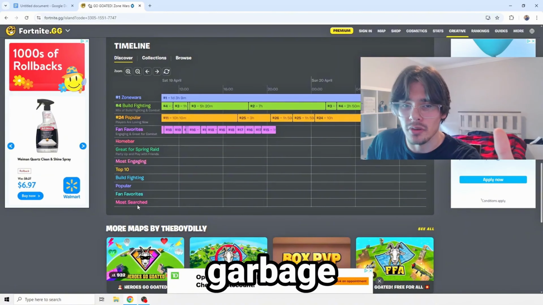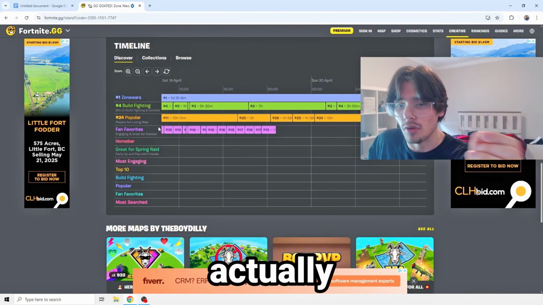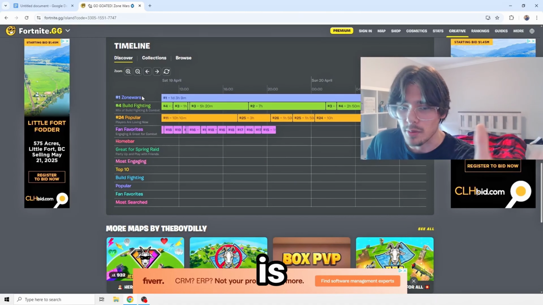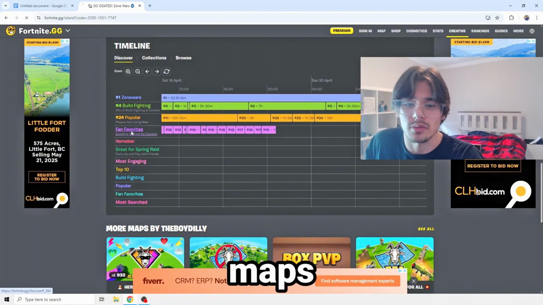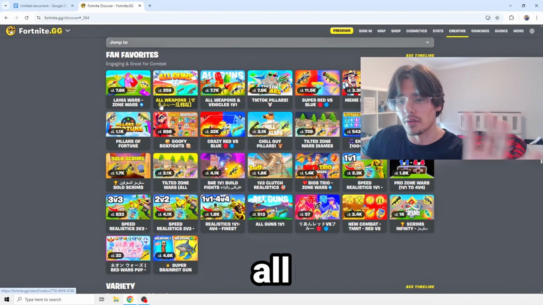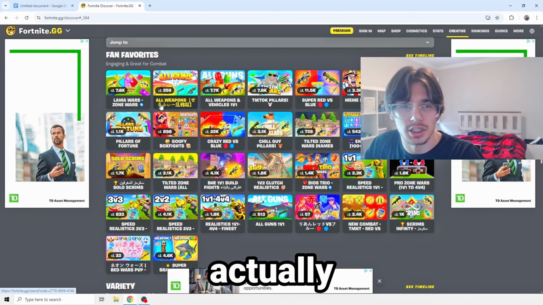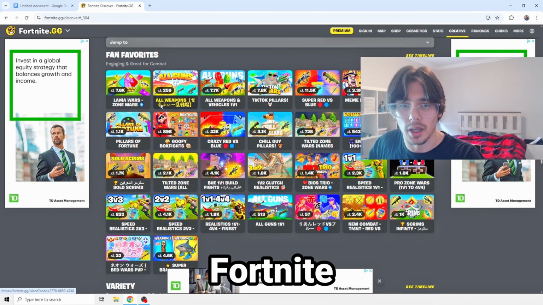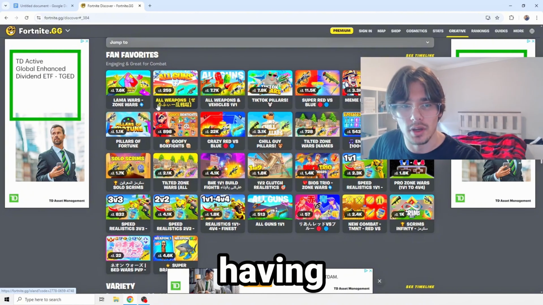They don't need to be in all of these garbage tabs, right? Because these ones actually strive towards bringing people back into the space, because people like Zone Wars maps. They like how intense it is. People like build fighting maps because of how intense it is. And fan favorites. People love fan favorited maps. If we go to the fan favorited section, these are all of the hundreds of maps that people have played because they actually enjoy them. These are maps that are bringing people back into Fortnite just to play, which will make Fortnite more money because they're going to retain more players coming back to their game.